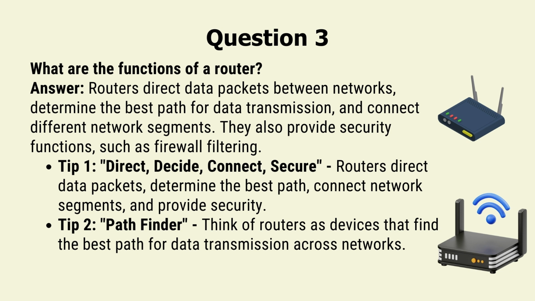Moving on, what are the functions of a router? Routers direct data packets between networks, determine the best path for data transmission, connect different network segments, and provide security functions like firewall filtering. Remember, routers direct, decide, connect, secure. Think of them as pathfinders in your network.